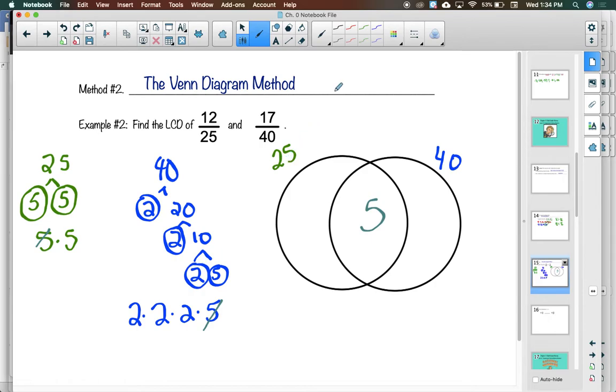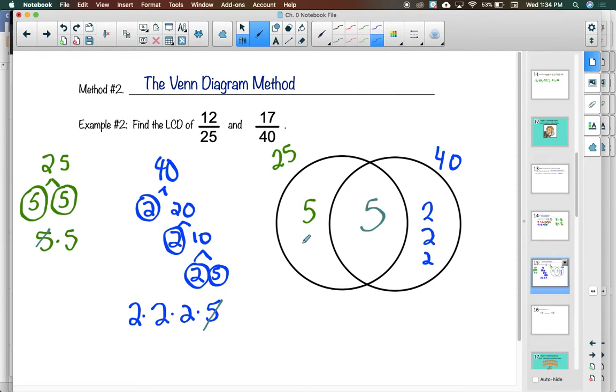And now I can go back to my 25 side, and the only factor left is this 5. And on my 40 side, though there are several factors left, it's 2 times 2 times 2. So I'm going to put 3 2's there. So if you remember the Venn diagram method from years past, the section in the middle would help me find my greatest common factor, the GCF, which I don't need right now.